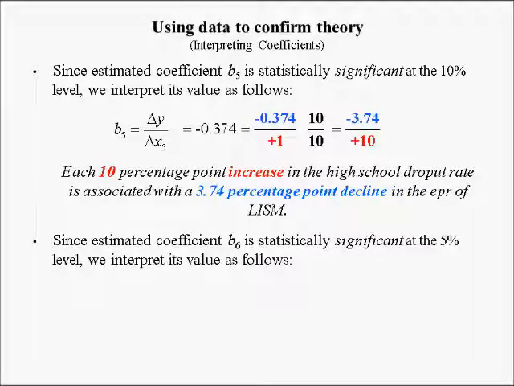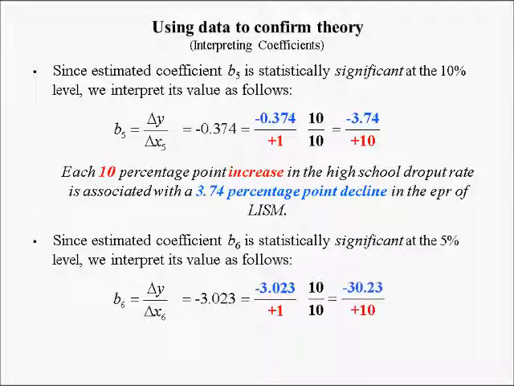Since estimated coefficient B6 is significant at the 5% level, we interpret it as follows. Again, the unemployment rate, X6, entered linearly, so it's the rise over the run. We estimated its coefficient at negative 3.023. Put that over 1. Because 3.023 is quite large, we're not going to multiply this by 10 over 10. Well, I guess we will. Sorry, I apologize for that.